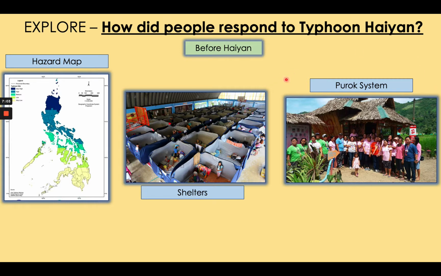Here's how it works. The people in this village all put some of their money into a community bank called the Purok. And when there is a natural disaster such as Typhoon Haiyan, the Purok pays out money to those people who need it most to rebuild their homes. And so this is called community insurance, whereby they help each other through sharing their money to recover after a disaster like Typhoon Haiyan. And this proved incredibly important for the Philippines after the storm hit.